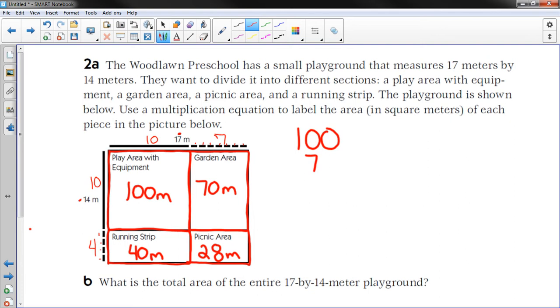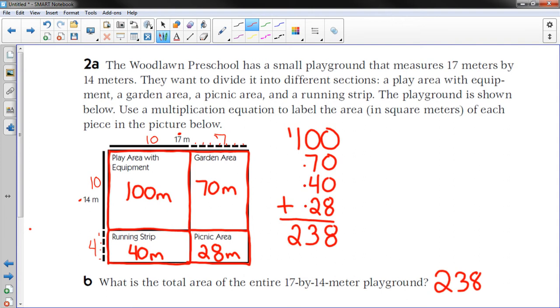100, 70, 40, and 28. Those are my partial products. 8, 7 and 4 is 11, plus 2 is 13, 238. So down below, what is the total area of the entire 17 by 14 meter playground? 238 meters. That's my answer to part B. Alright, let's continue on.